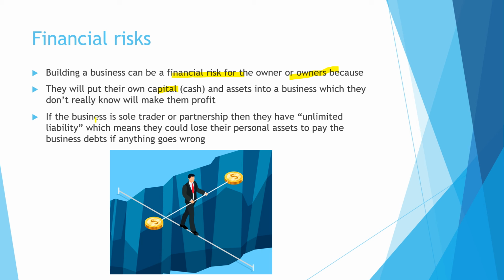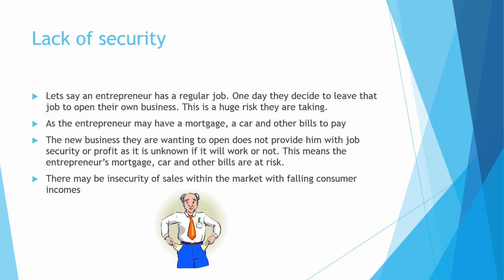If the business is a sole trader or partnership, then they have unlimited liability. This means you could lose your personal assets to pay business debts if anything goes wrong. So if you go bankrupt and you owe too much money to the bank and other people, they could actually come and take your money, your house, your car, because your business is a sole trader or partnership which has unlimited liability, meaning that they could take or possess your assets. So your assets could be car, house, money, anything really. So they could take that from you.